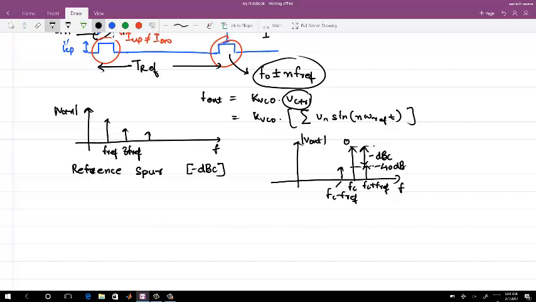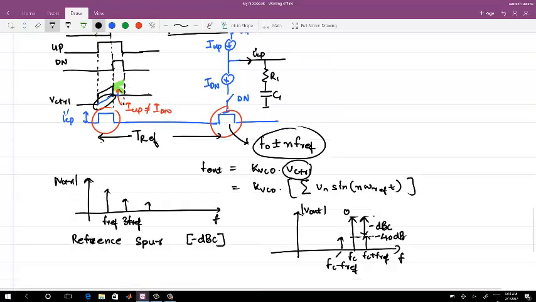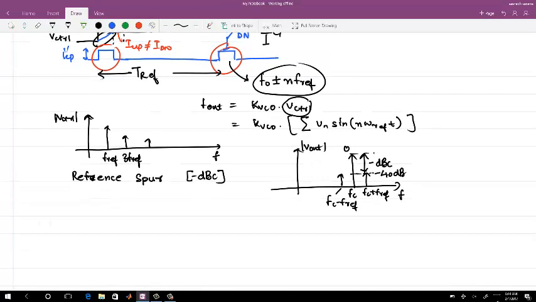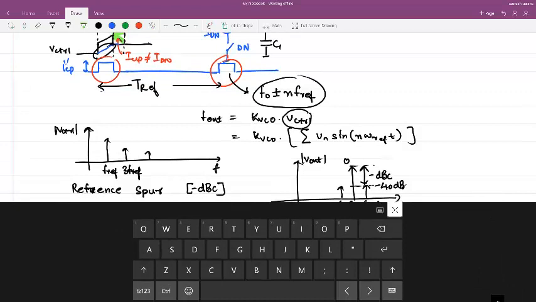These are the units. So now coming back to the question, we are having reference spurs and we need to control them.